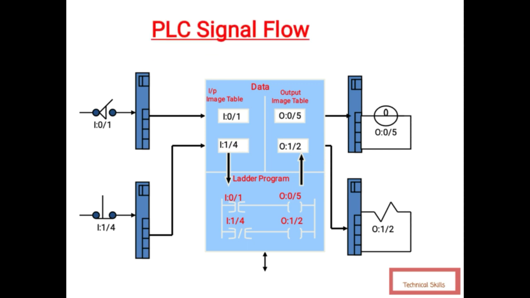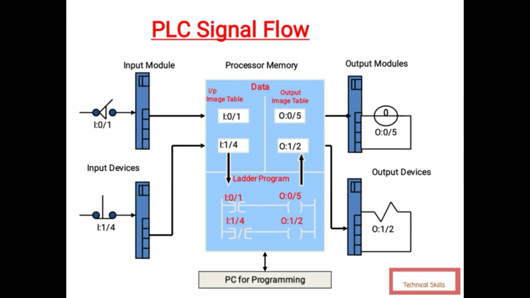Next, this is just a PLC signal flow. You can see input modules, output modules. This is the processor, memory, and PC for programming. We just do programming. You can see a ladder diagram. This is a type of programming that is done in a PLC. When you press the input, the signal is given to the PLC, and then the logic works, and the logic means the processing is done by the PLC, and the signal is given to the output module. This is how a PLC works.